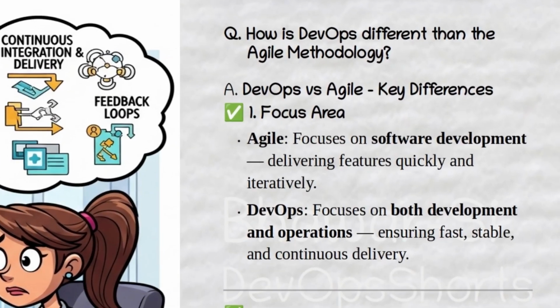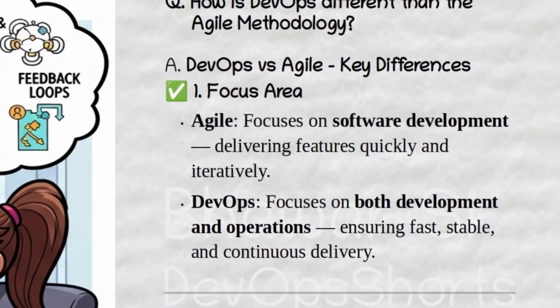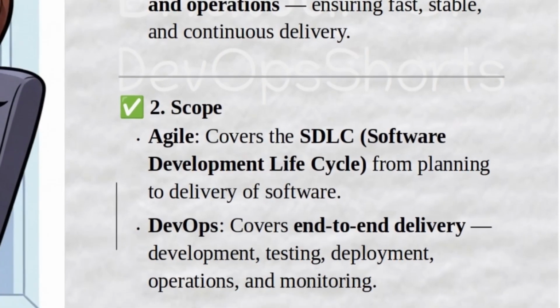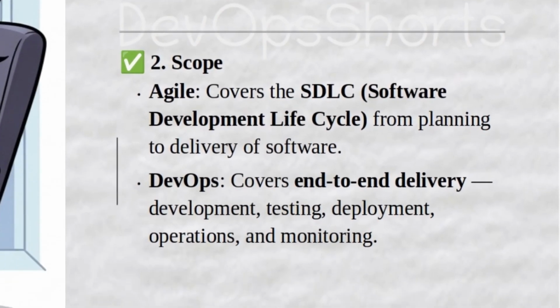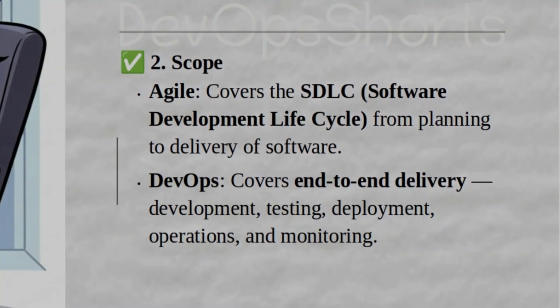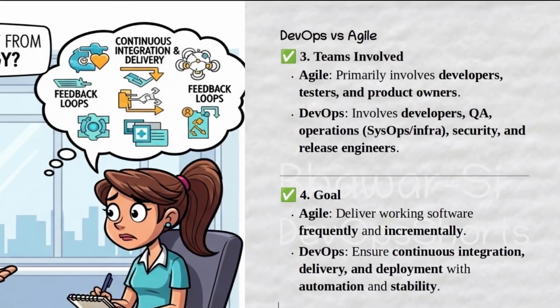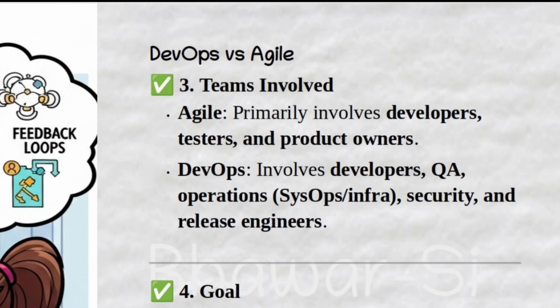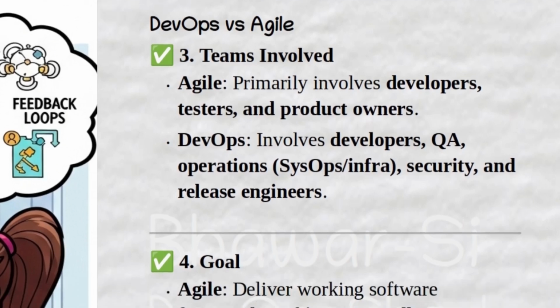1. Focus area. Agile focuses on software development, whereas DevOps focuses on both development and operations. 2. Scope. Agile covers the SDLC from planning to delivery of software, whereas DevOps covers end-to-end delivery, which includes development, testing, deployment, operations, and monitoring. 3. Teams involved. In Agile, developers, testers, and product owners are involved, whereas in DevOps, developers, QA, operations, security, and release engineers are involved.